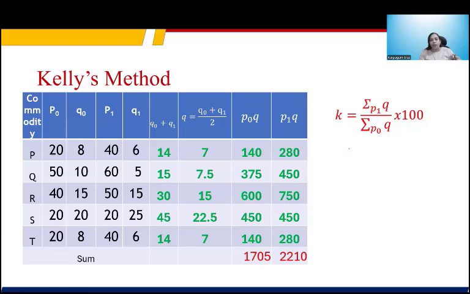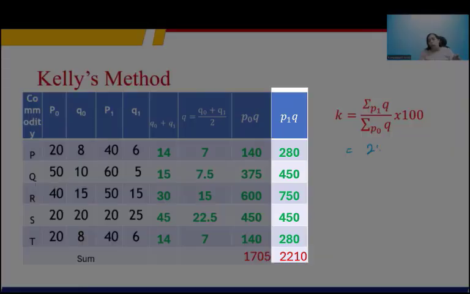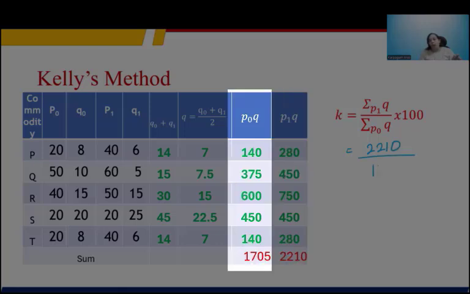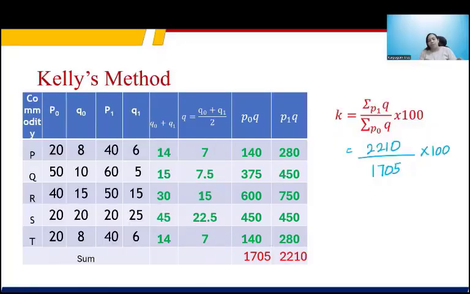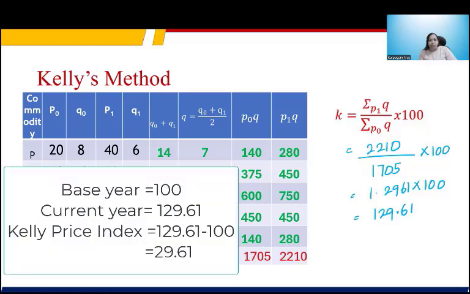This is the formula we are going to use: summation of P1 Q, 2210, upon summation of P0 Q, 1705, multiplied by 100. 1.2961 multiplied by 100. The answer stands at 129.61, which means there is an increase of 29.61%.